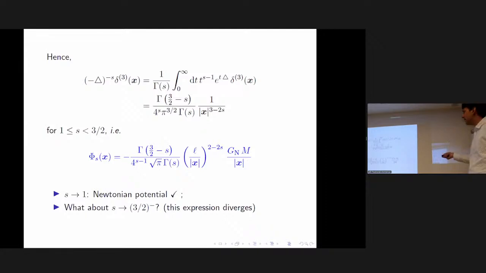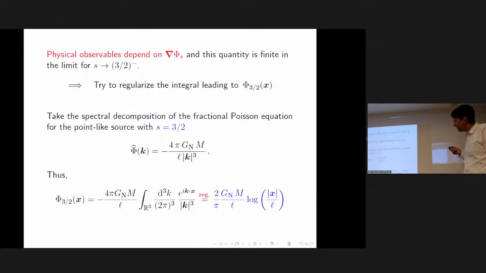And it is actually easy to see that this quantity diverges in that limit. But the problem is that in physics, we don't really care that much about the potential, but rather about the physical observables that typically depend on the gradient or the derivative of the potential. And it turns out that the gradient of this potential is always well defined in that limit. And therefore, it's natural to look for a sort of regularization of the integral that leads to this limiting behavior for our potential.